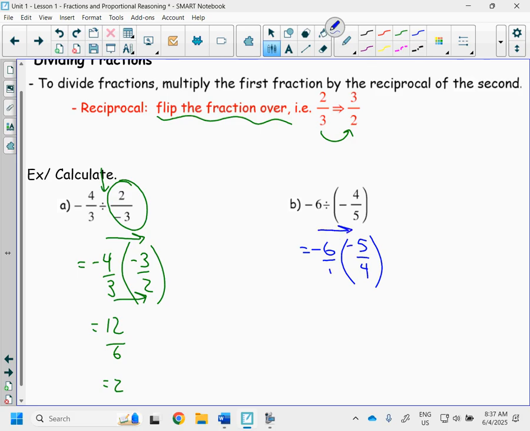Okay, multiply straight across. We got 30. 1 times 4 is 4. I can divide them both by 2, and we think we get 15/2. That's it. There's dividing. No real tricks there either.